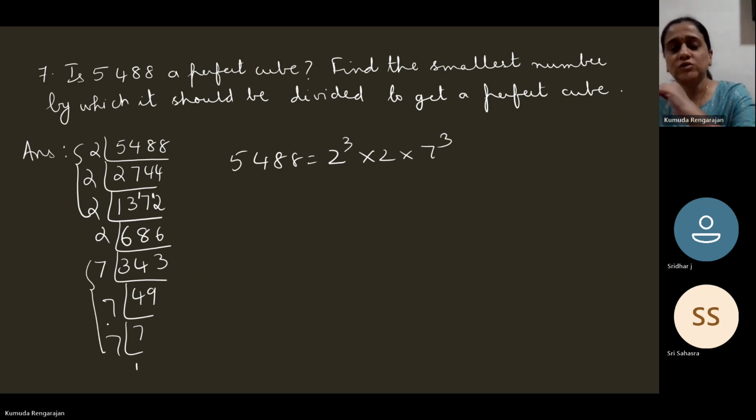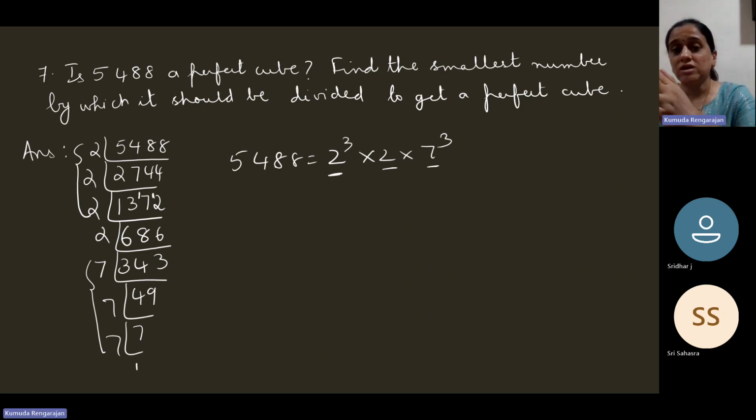So to find the smallest number by which it should be divided, you must take away the factors that don't occur in triples. Remove all the factors that don't occur in triples. So this one occurs in triples. This also occurs in triples. This one does not occur in triples. So take it away. So 2 is the smallest number by which 5488 is to be divided to make it a perfect cube.